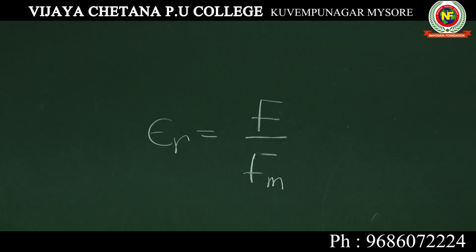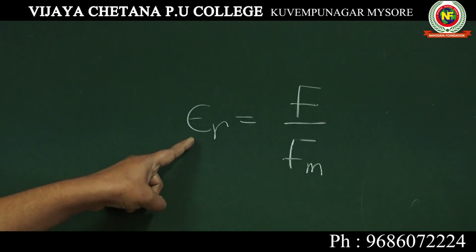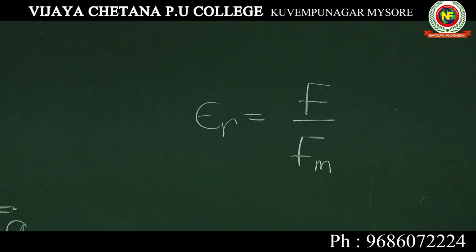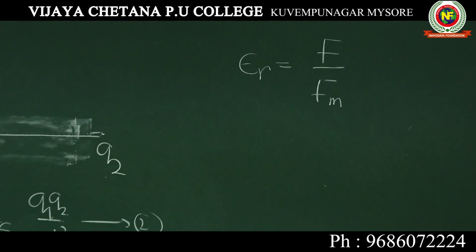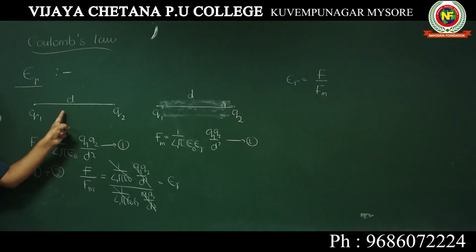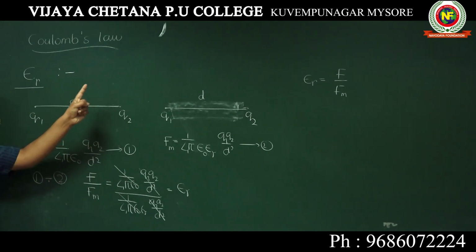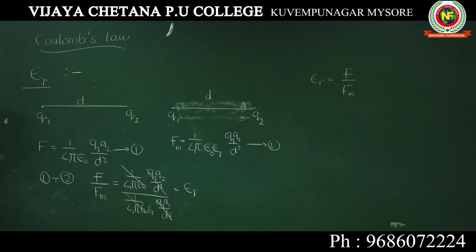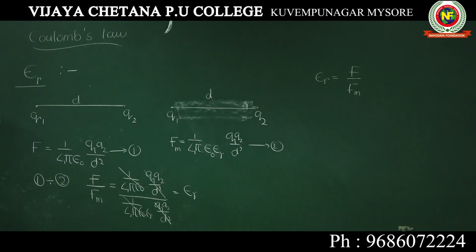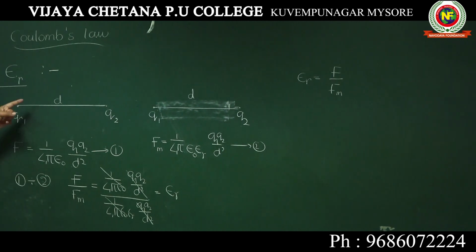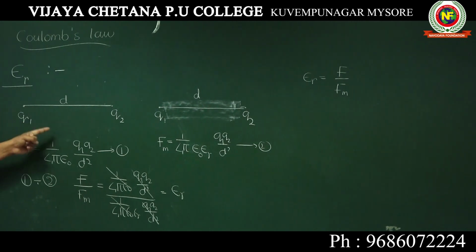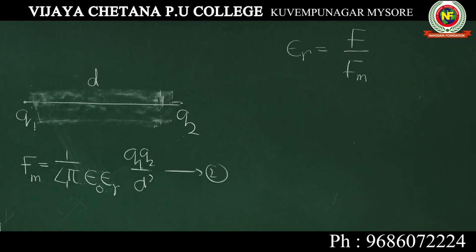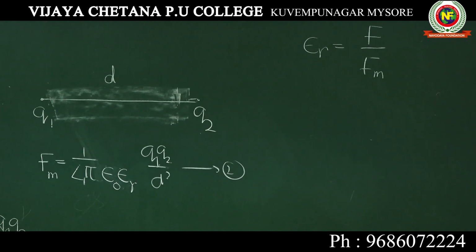Relative permittivity epsilon r is the ratio between the force between two charges separated by a certain distance in air or vacuum to the force between the same two charges separated by the same distance in a given medium. Try to understand. Relative permittivity is the ratio of force between any two charges separated by a certain distance in air or vacuum to the force between same two charges separated by same distance in a given medium. If you take the ratio of that, you will get relative permittivity.